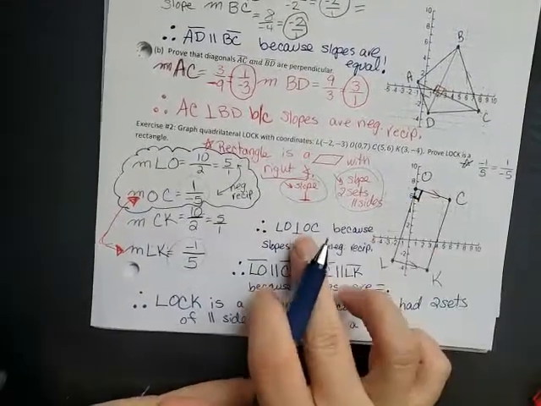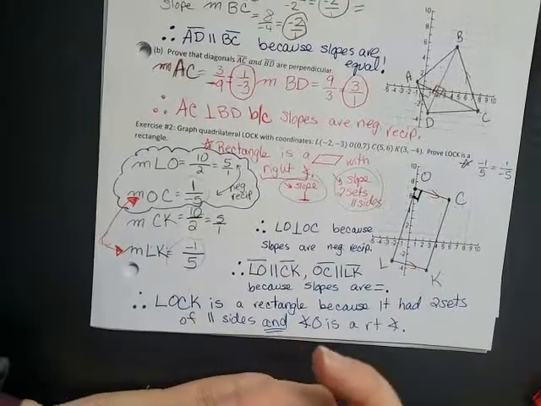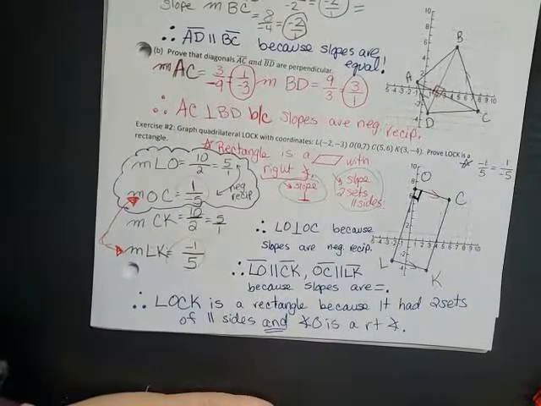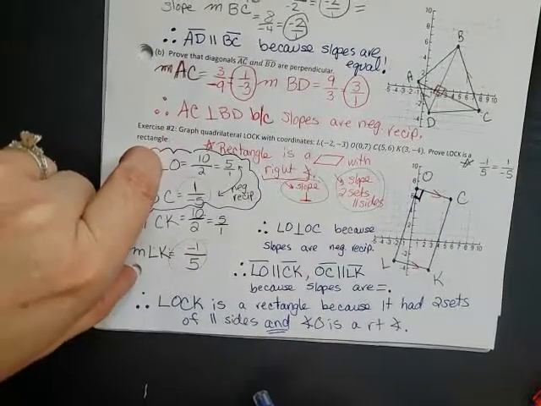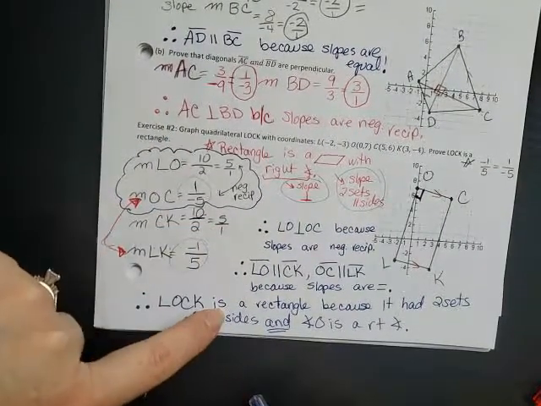Right? And that's because of those negative reciprocal slopes we found here. So that's how we would prove something's a rectangle. We just counted out the slopes of the 4 sides and then wrote some concluding statements.